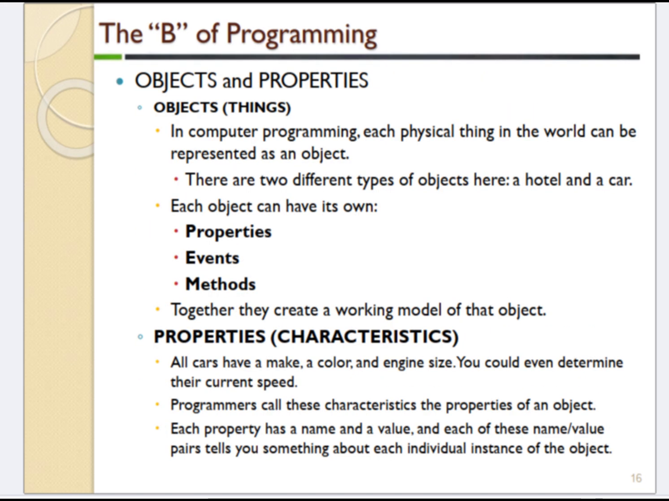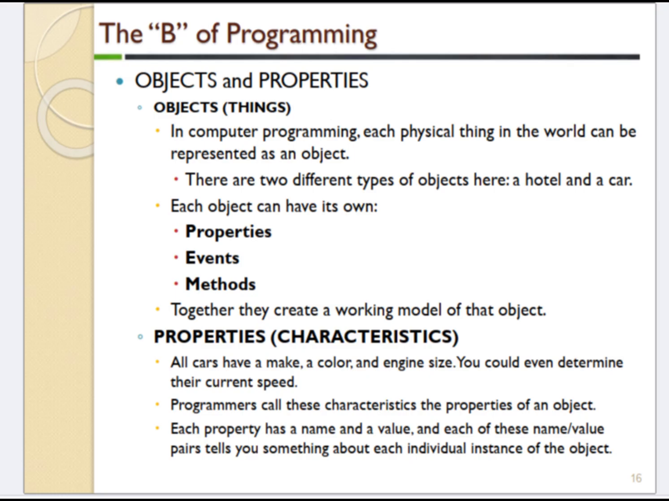Objects and properties. Objects, things. In computer programming, each physical thing in the world can be represented as an object. There are two different types of objects here, a hotel and a car. Each object can have its own properties, events, and methods. Together they create a working model of that object.